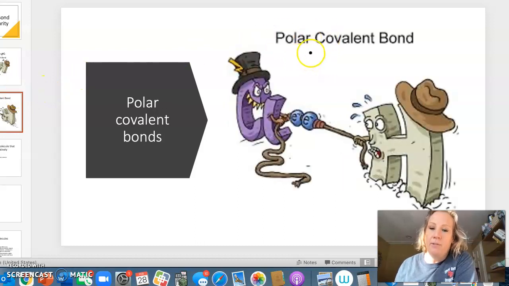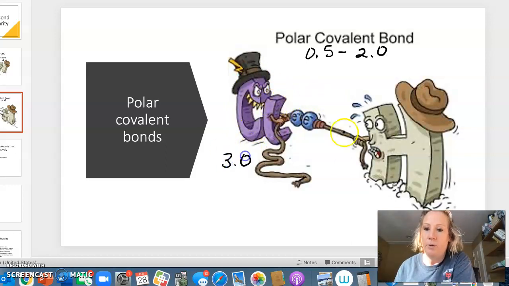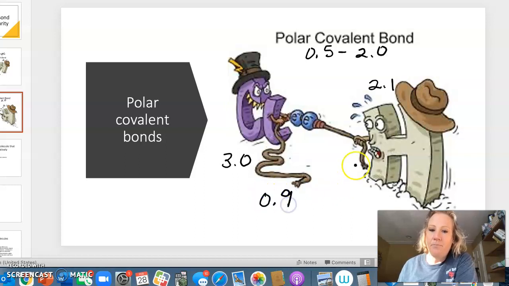Polar covalent bonds, the difference between 0.5 to 2.0, now they're not sharing equally, and we're going to start talking about that a little bit more. So chlorine has an electronegativity of 3.0, hydrogen is 2.1, so the difference between them is 0.9. And then what we're going to talk about is called a bond dipole. You can see this little cartoon, the electrons in the bond are being pulled by the chlorine more than the hydrogen. So we're going to show that with what we call a dipole arrow.